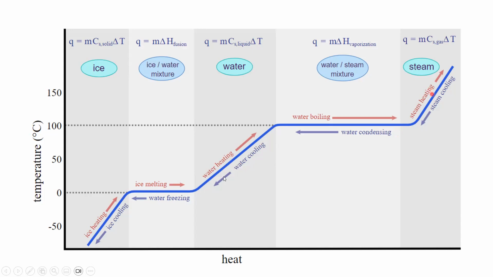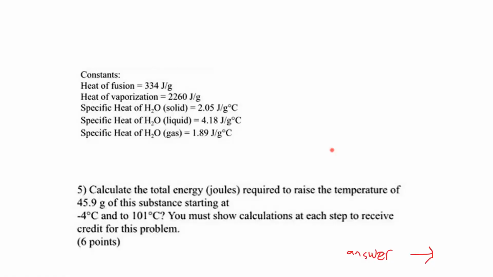And then with this, just note as we're adding heat, so as we're heating something, it's going to be an input of energy. So we should have a positive Q value there. And then if we're cooling something, we're just going in the opposite direction. So there we'll have a negative Q value.